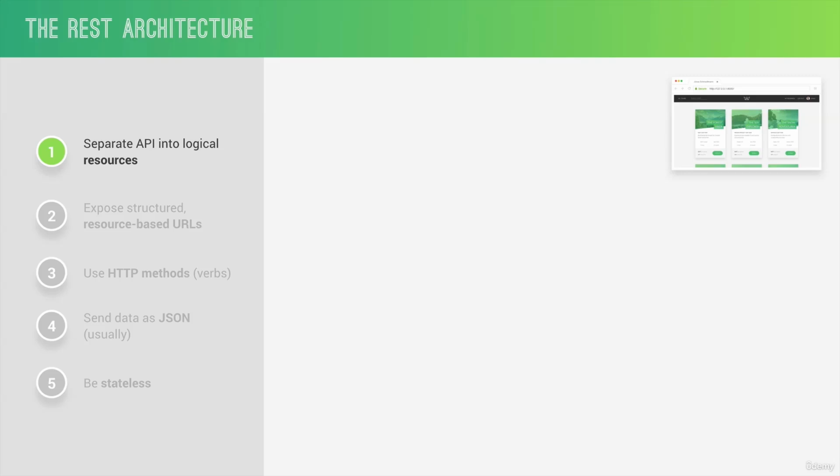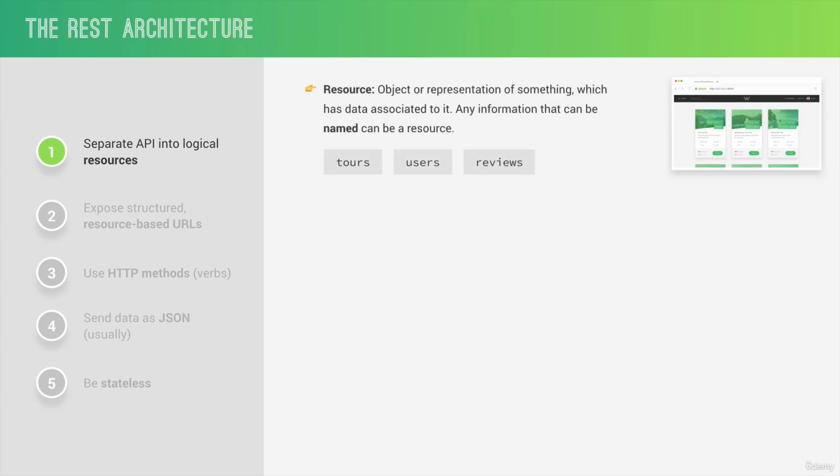Now, what actually is a resource? Well, in the context of REST, it is an object or a representation of something, which has some data associated to it. For example, tours, or users, or reviews, in the case of the example that we're following. So basically, any information that can be named can be a resource, alright? It just has to be a name though, not a verb.